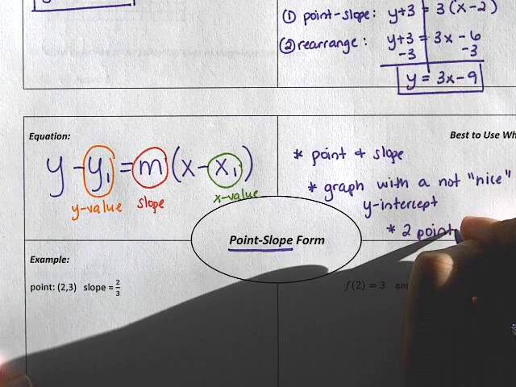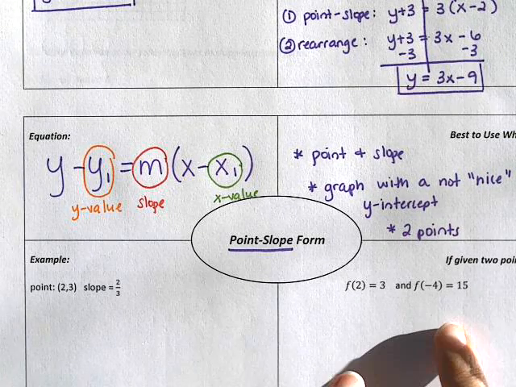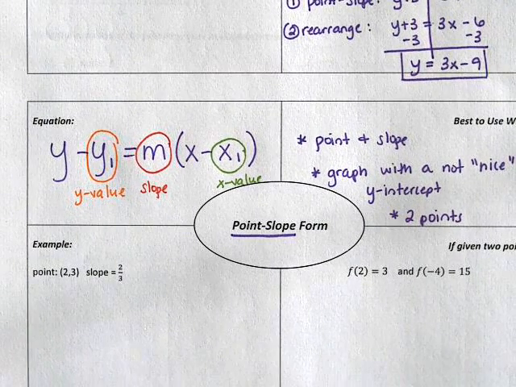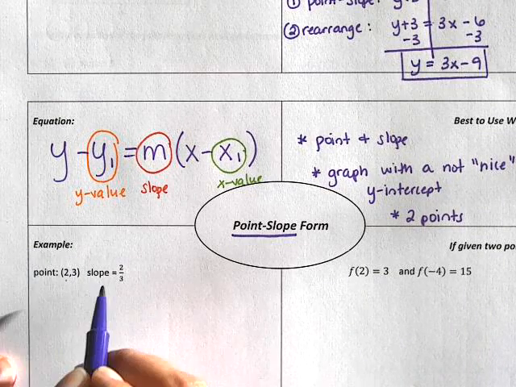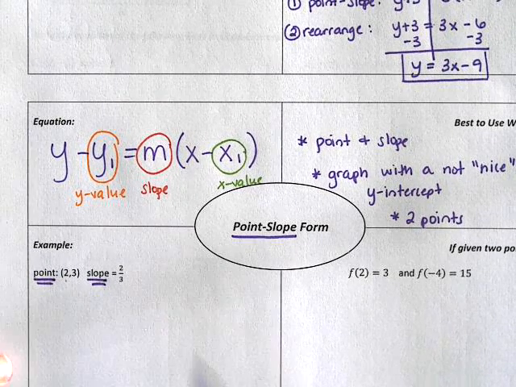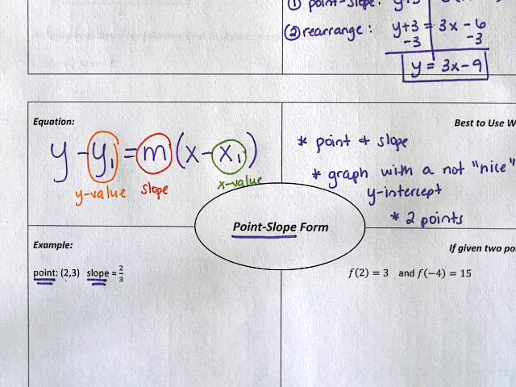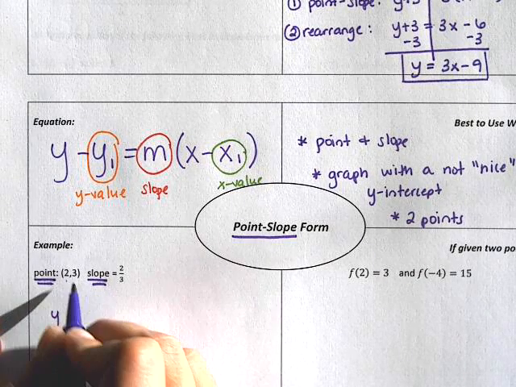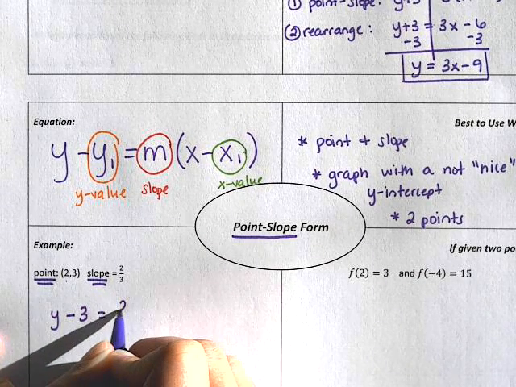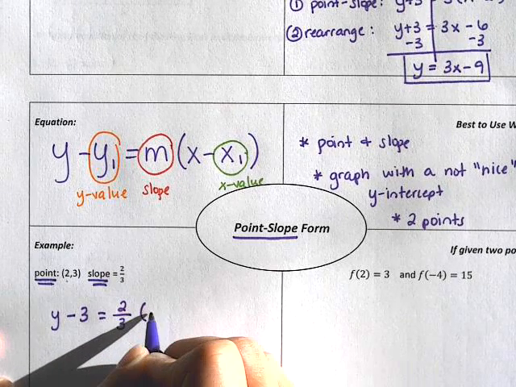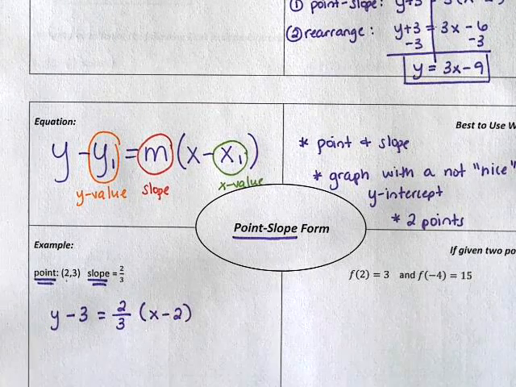This one's definitely easiest if I give you 2 points, like 2 ordered pairs. For example, if I say here's a point and here's a slope, your clue here is they tell you a point and a slope, so use point slope. So I would write y minus the y value, which is 3, equals m, which is 2/3, and then x minus the x value, which is 2.